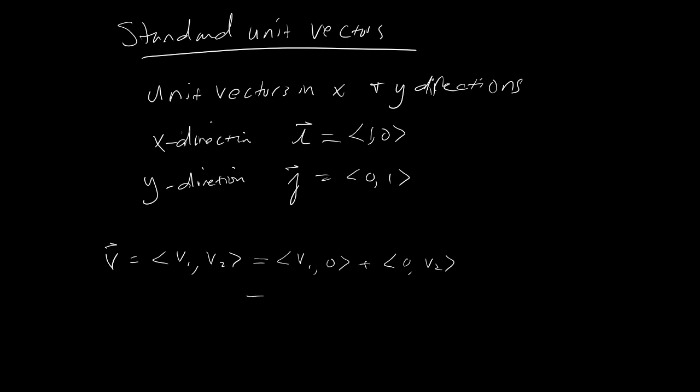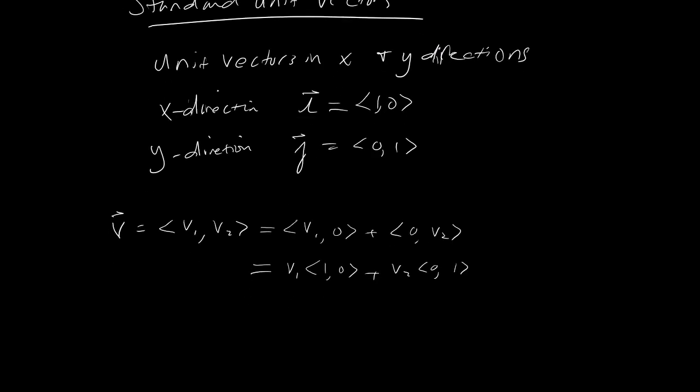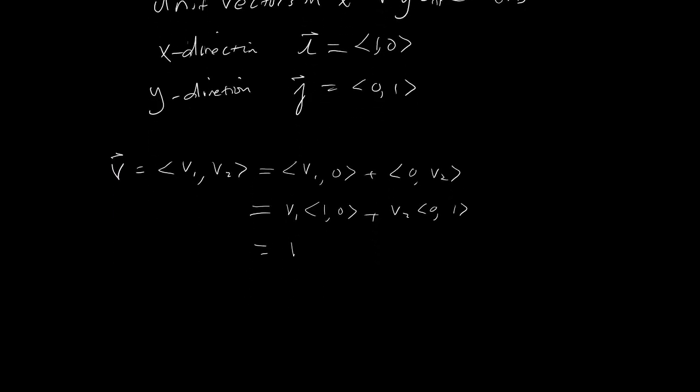Then that's going to be equal to v1 times the vector 1, 0, because if I were to distribute v1, I would get v1, 0, so it would take me right back to where I was, plus factor out the v2, 0, 1. But as we've just defined, i is 1, 0, and j is 0, 1. So we can write this as v1 i plus v2 j. So this is the standard unit vector form.